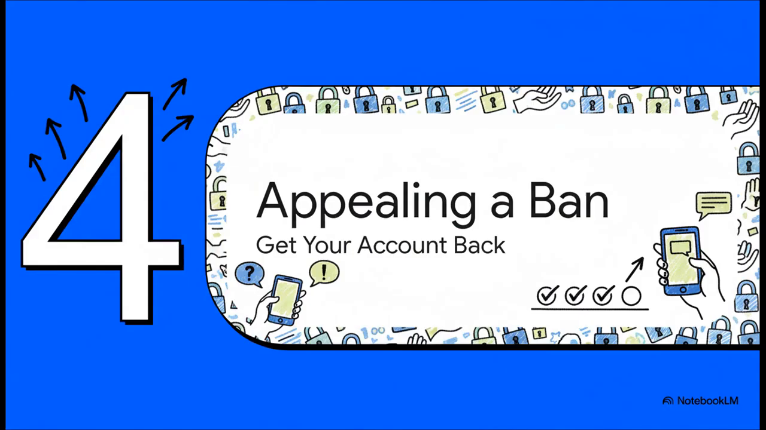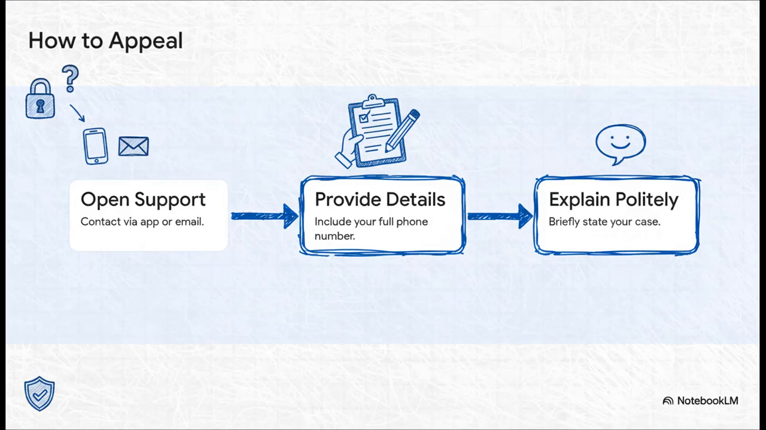Okay, but what if it's too late? What if you're already staring at that dreaded ban screen? Well, first off, don't panic. There's an appeal process, and I'm going to walk you through it step by step. The whole process is actually way more straightforward than you might think. When you see that ban message in the app, there should be a support button right there. You can also just email them directly. The most important things to remember are, give them your full phone number, including the country code, and then just briefly and politely explain why you think the ban was a mistake.